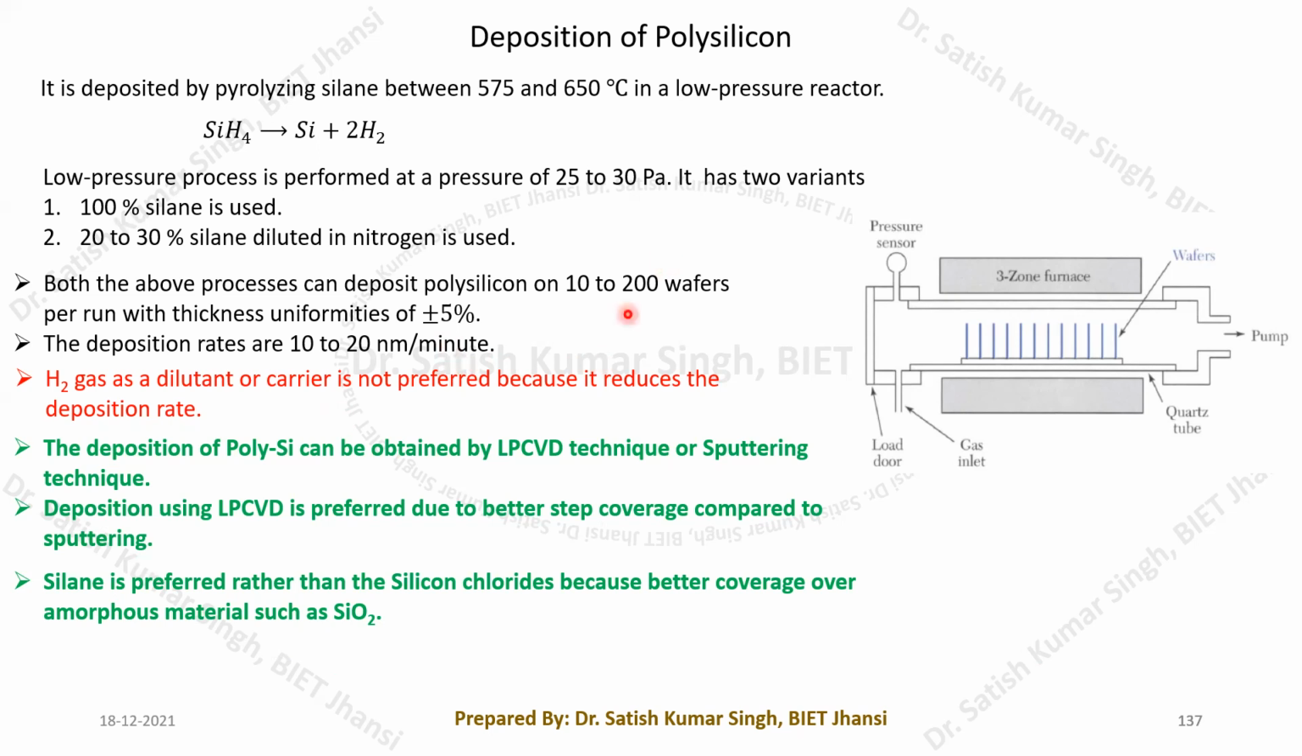we are depositing the polysilicon. This LPCVD technique or a sputtering technique, both can be used for the deposition of your polysilicon layer. Remember, LPCVD, low pressure CVD, or a sputtering technique can be used. Here I'm not discussing sputtering, but it can also be used for depositing polysilicon, but normally the LPCVD technique is preferred.